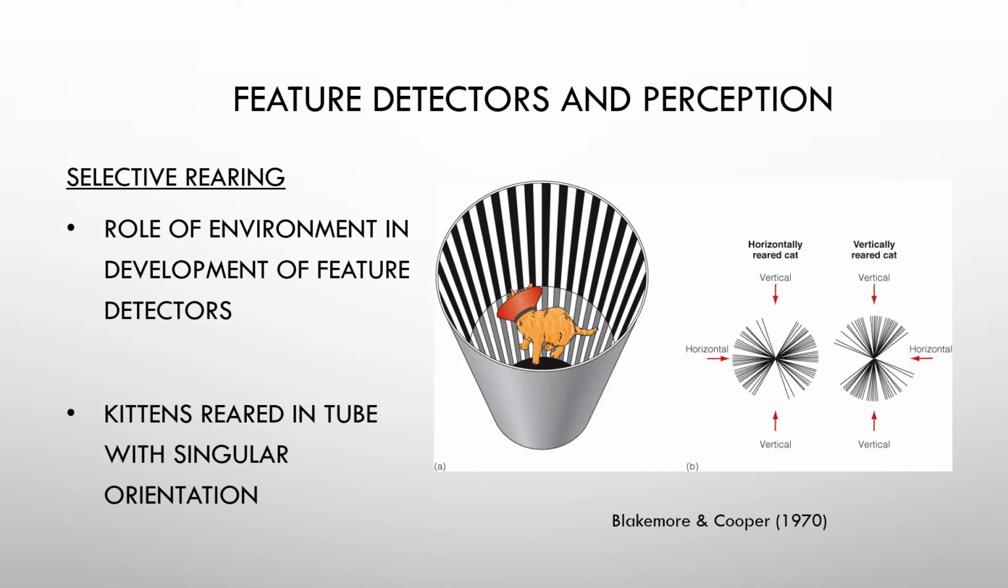Finally, there's one more way I'm going to describe how they looked at this question of whether feature detectors were actually causing perception, so whether those neurons that were selective to certain features were affecting perception. This was called a selective rearing kind of study. This is from Blakemore and Cooper, 1970. And they looked at kittens reared in a tube with a single orientation.